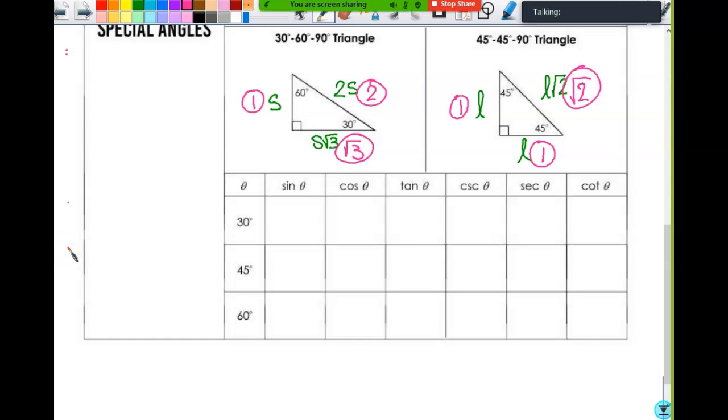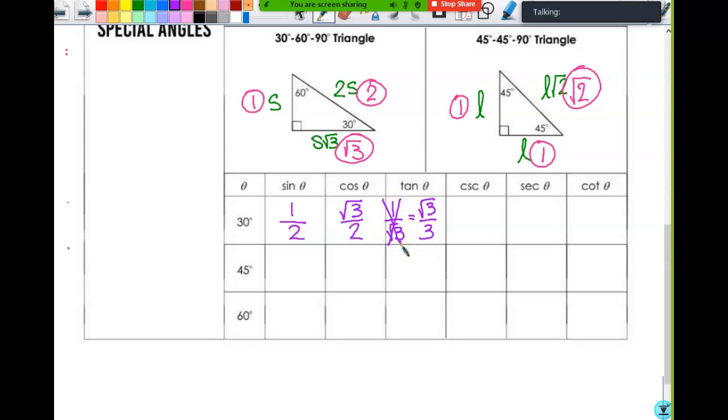So we're going to use those values in pink to come up with our values down here. So we're going to start with the 30-degree angle. Okay? The sine of 30, sine is opposite over hypotenuse, so it's 1/2. Cosine of 30, it's going to be adjacent over hypotenuse, so that is square root of 3 over 2. Tangent of 30, opposite over adjacent, so that is 1 over the square root of 3, but I really need that to be square root of 3 over 3.